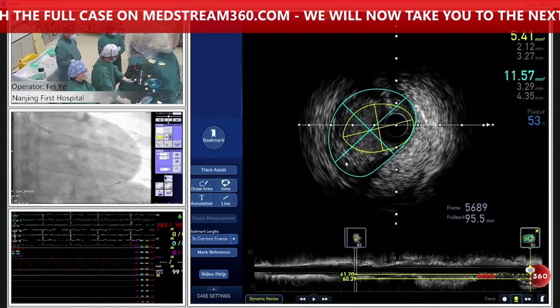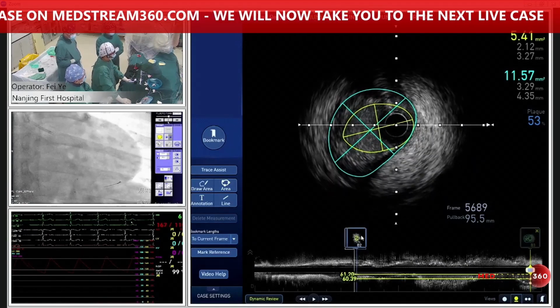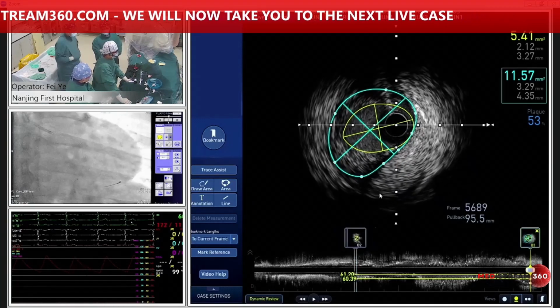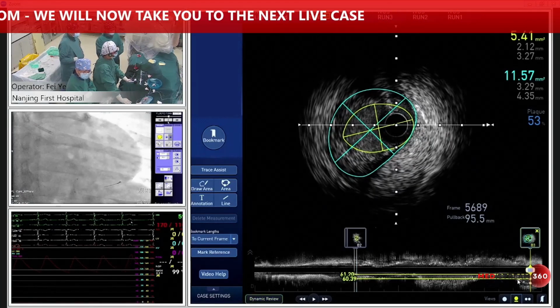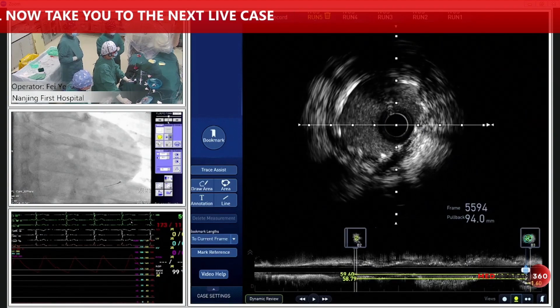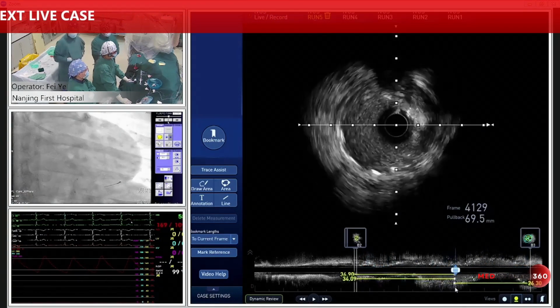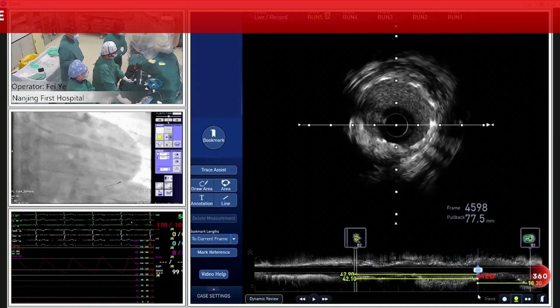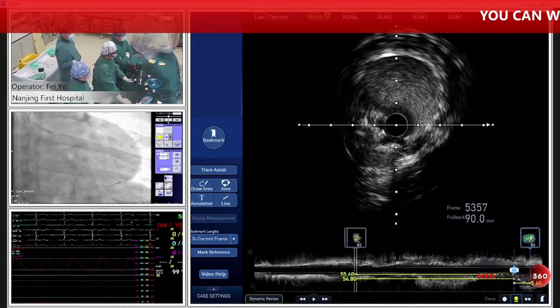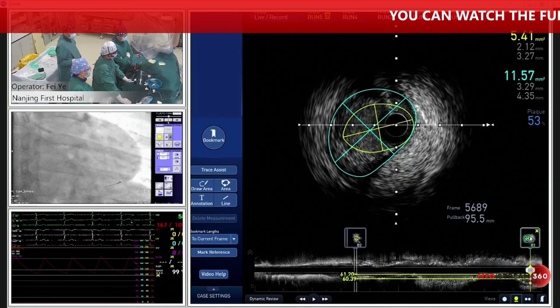Could you measure the stent expansion in the distal, the proximal and the middle part? For the proximal landing zone it is optimal, less than 55% plaque burden. 53, yeah.